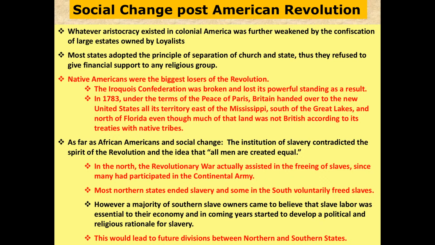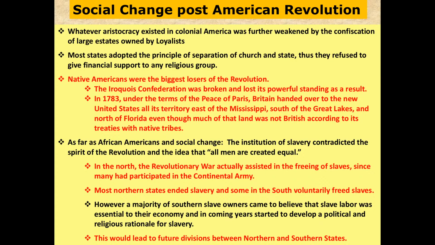Now, Native Americans, how they are affected by the war: they are seen as the biggest losers of the Revolution, quite arguably, because they lose so much power and influence because of the outcome of the Revolution. The Iroquois Confederation had sided with the British, and this is going to break them apart, essentially. So what once was a mighty confederation of native tribes now has its power diminished.